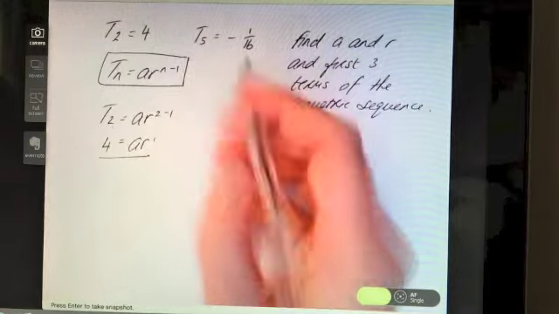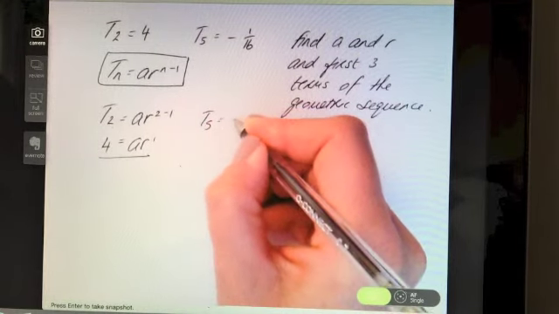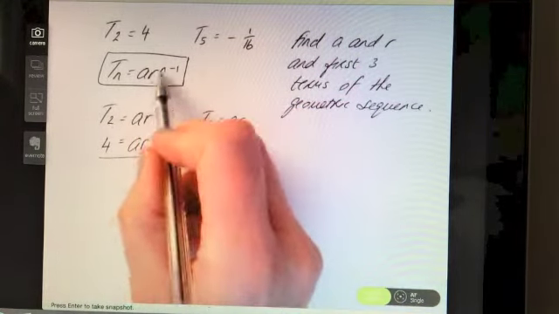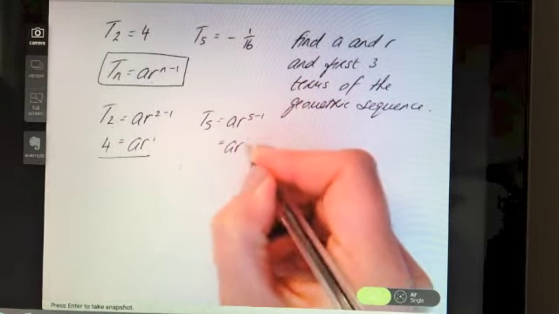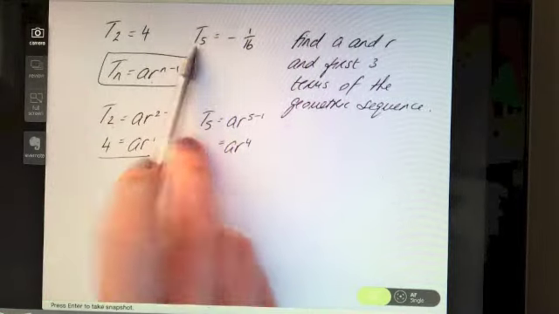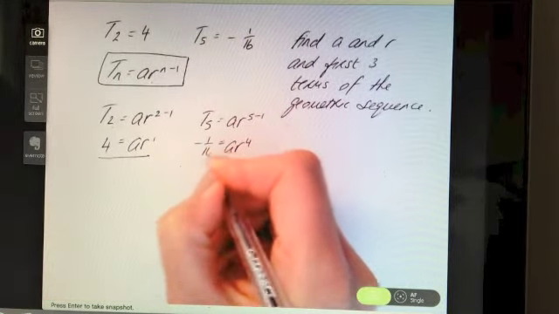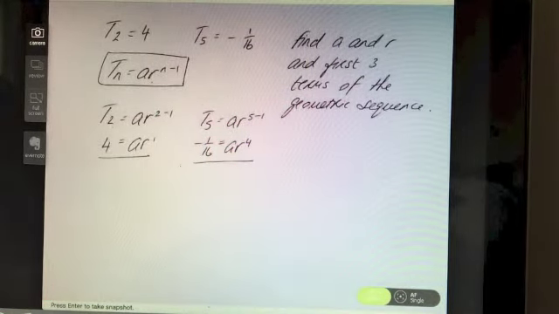Filling this information in, then we have the fifth term is equal to a times r to the power of 5 minus 1, which is of course a r to the power of 4, and we know the fifth term works out to be minus 1 over 16. So that's as far as we can go with that.